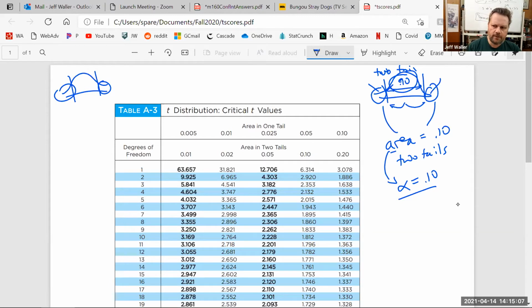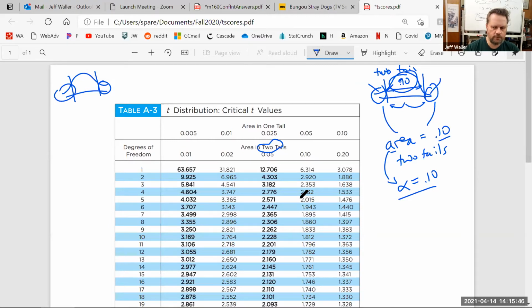But now watch this. If there's 10% in the 2 tails, how much is in the 1 tail? 0.05, 5%, right? Which column am I looking at? 2 tails, 10%, correct? 1, 2, 3, 4, 5. The 4th column. Everybody with me? 10% in 2 tails. Well, what's 10% in 2 tails? It's also 5% in 1 tail. Either way you look at it, you end up looking at this column.